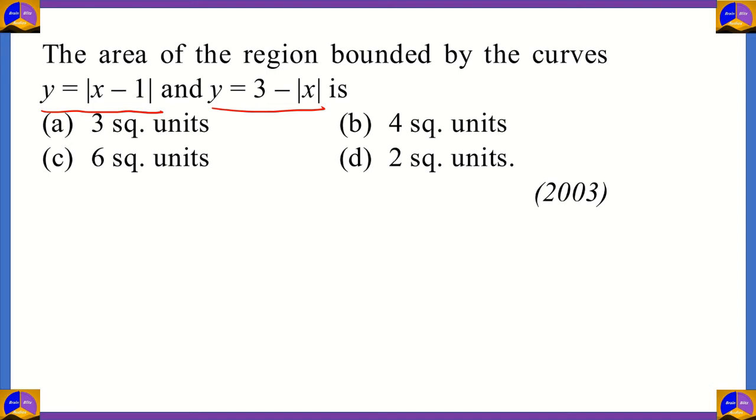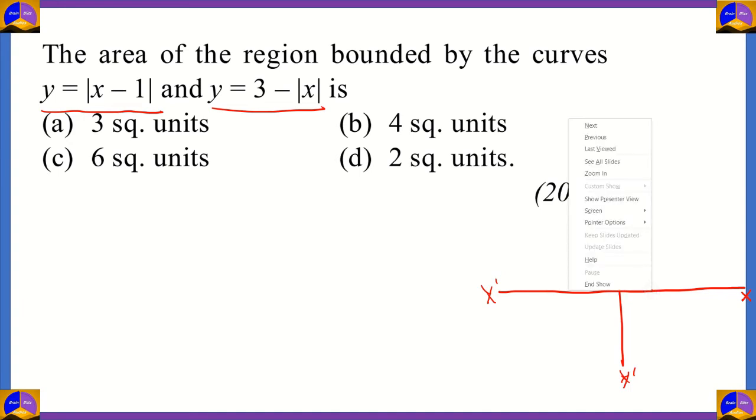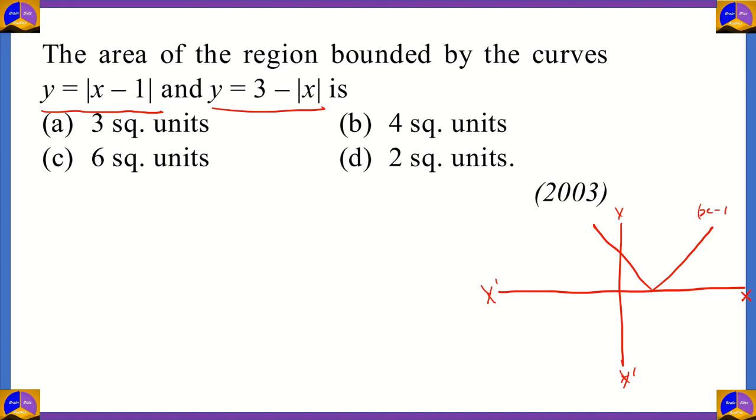Let's first draw the graph on, let's say, this side. So you have a vertical and a horizontal axis, x and y preferably, and you have y dash and x dash here. Now you have the first curve, y equals mod of x minus 1. This gives you an idea that at x equals 1, the value of y is equal to 0. So you'll have this curve representing mod of x minus 1.